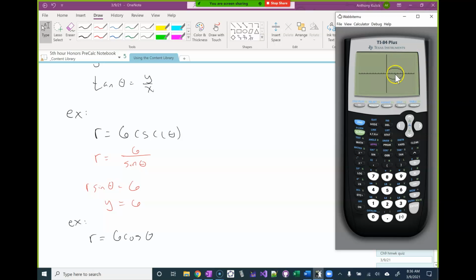Let's see if, in converting this into rectangular coordinates, we end up with the equation for a circle with that center and that radius. Okay with that plan? Oh, good.